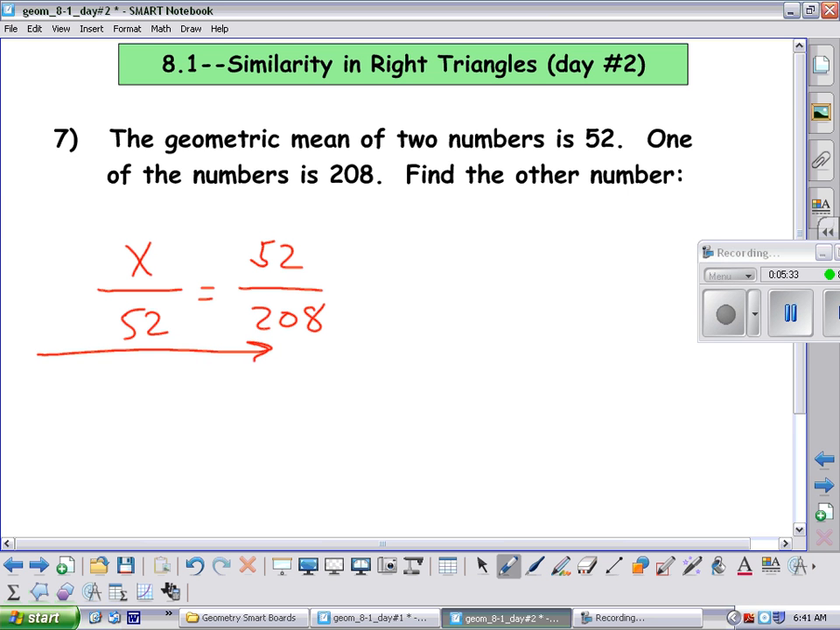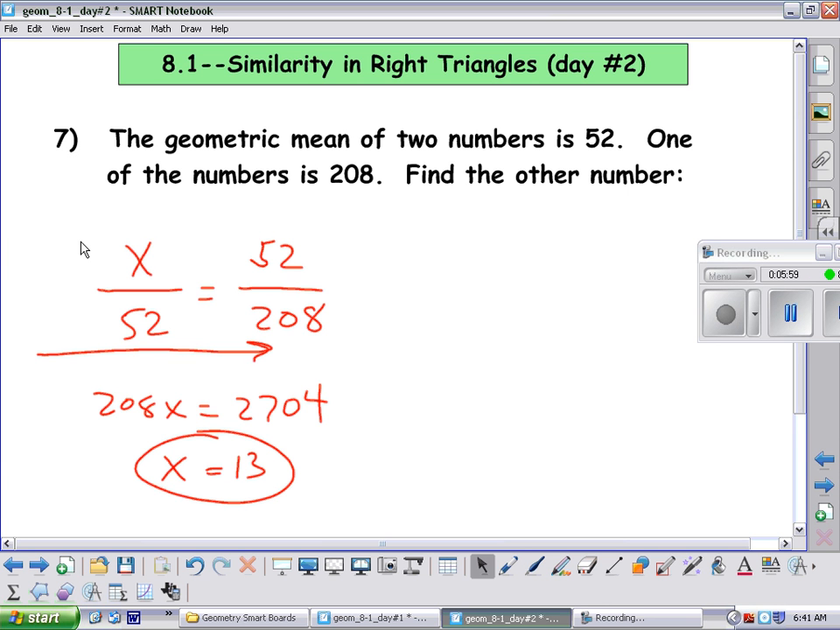And there's your setup. And so 208x equals 52 squared, which turns out to be 2704. Divide, and x equals 13. And then you can quickly see, yay, 13 over 52, that's a 1 to 4 relationship. 52 to 208, that's a 1 to 4 relationship. So my ratio holds. I must have done it correctly. All right.